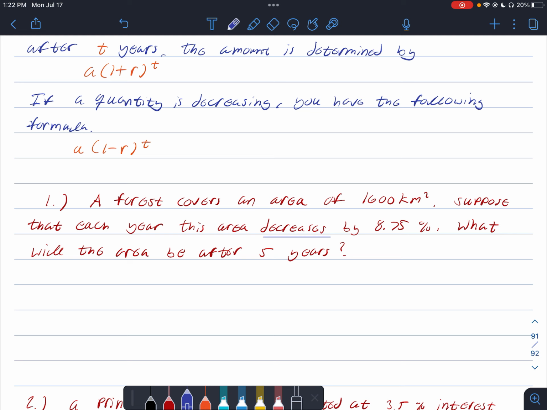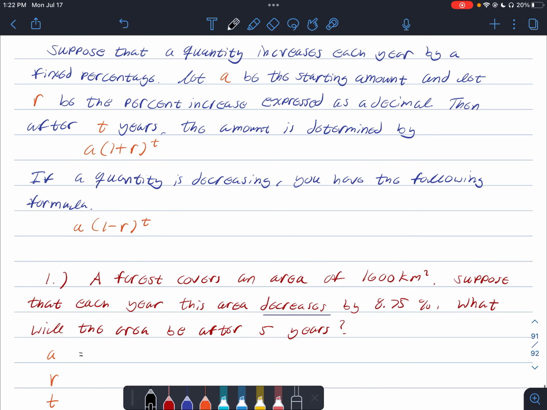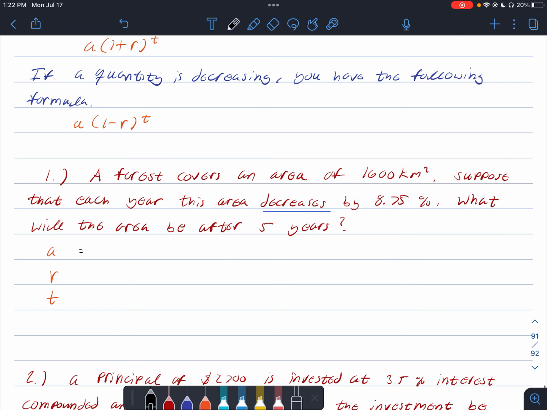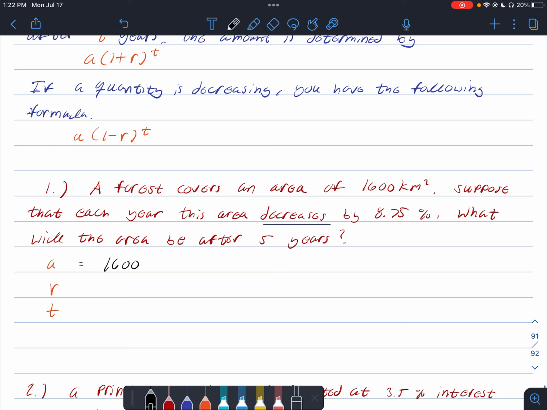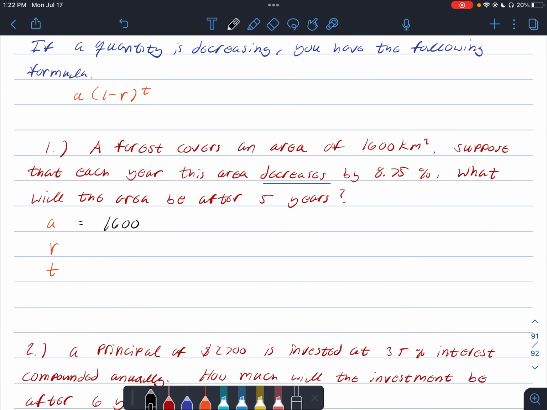Now what we need to do is determine our A, our R, and our T. So first our A. A is for our initial amount, our starting amount. A forest covers an area of 1,600 square kilometers, so our starting amount in this problem is going to be 1,600. Then, suppose that each year this area decreases by 8.75%. So our R is going to be equal to 8.75%.